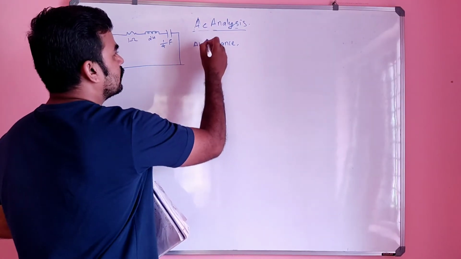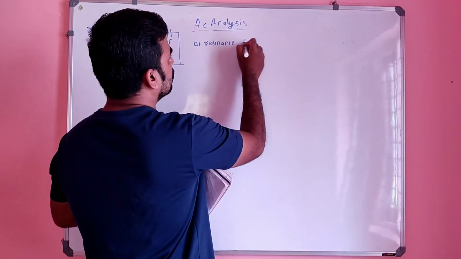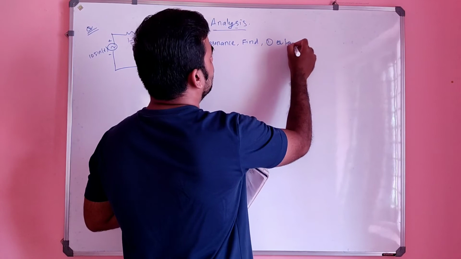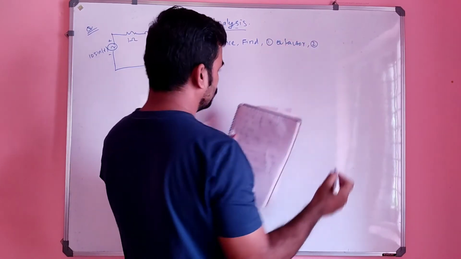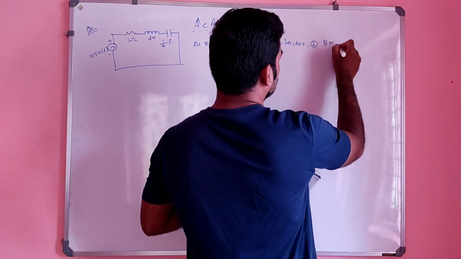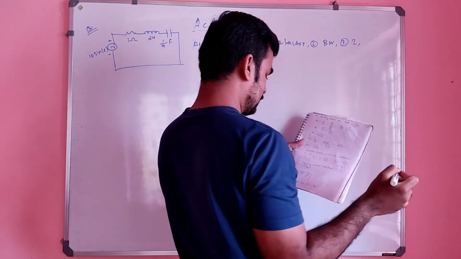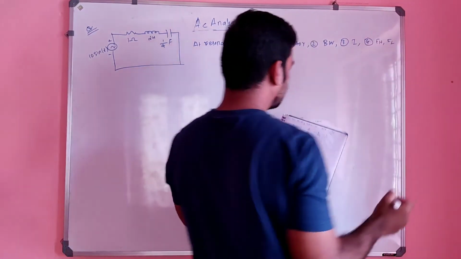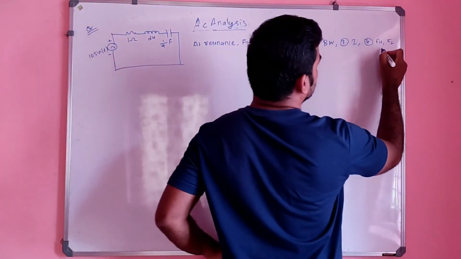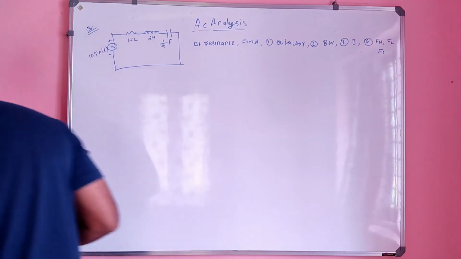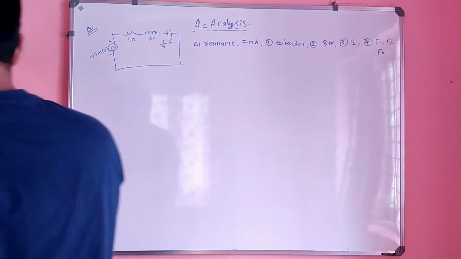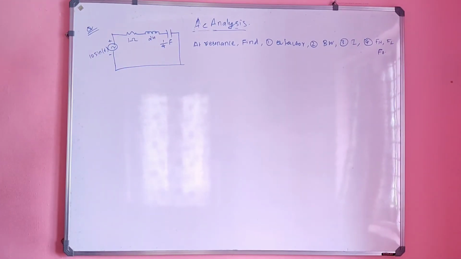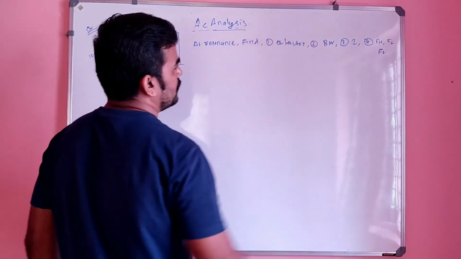At resonance, find: 1, Q factor; 2, bandwidth; 3, I; 4, FH, FL and F0. So let's start from question number 1.